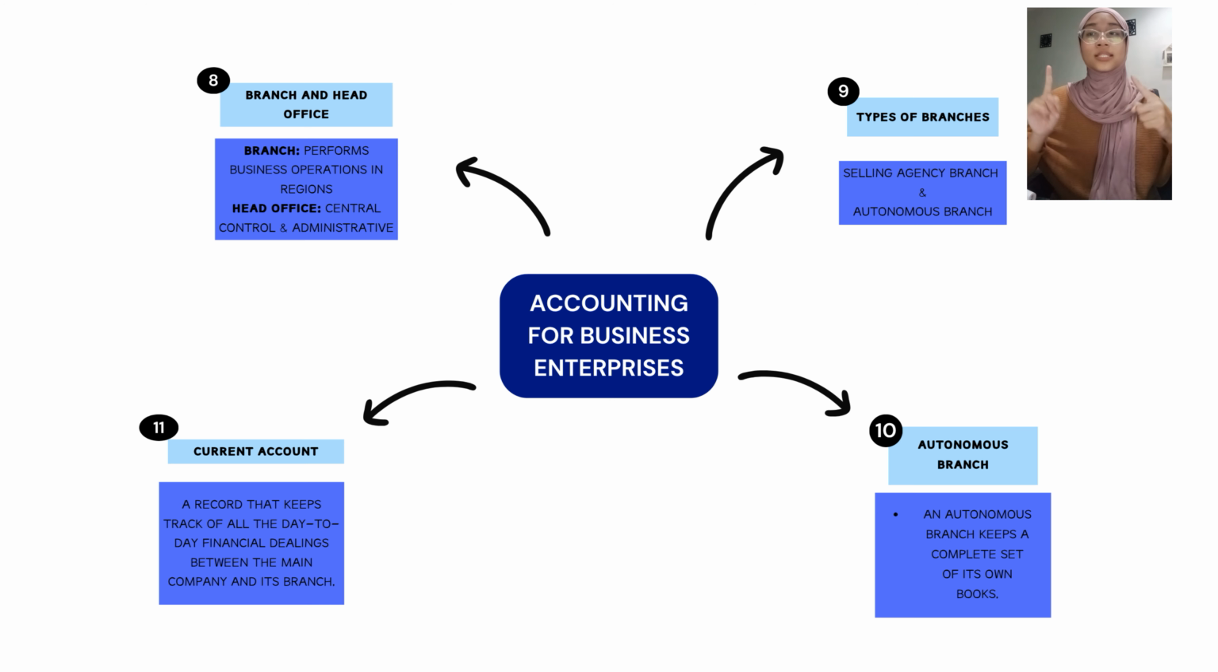A selling agency branch mainly sells goods on behalf of the head office. They only sell goods that they receive from the head office, and they do not purchase or produce goods on their own. While an autonomous branch is independent. They can sell goods, purchase goods, manage their own inventory, and prepare their own trial balance and financial statements. Lastly, for current account, the current account keeps a record of daily financial dealings between the main company and the branch, and it helps track money owed or due between them.